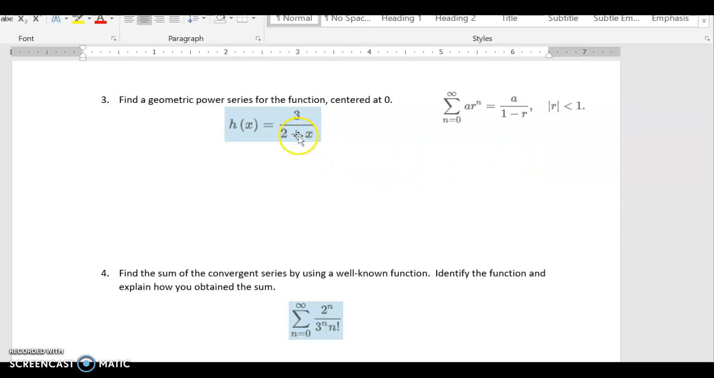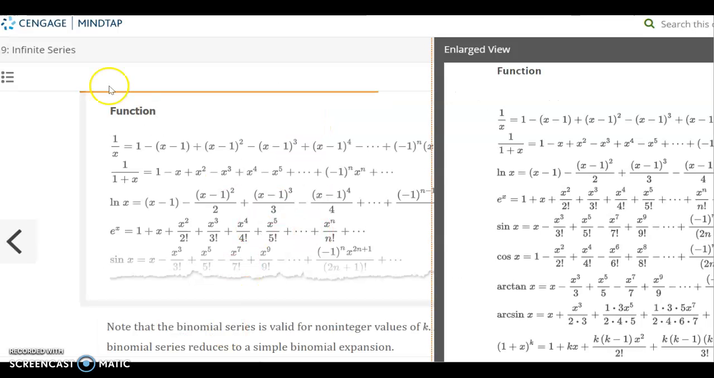So how can I use this to find a power series for this function? Well, I need to rewrite this thing, right? The idea is, let me show you your book's logic here.